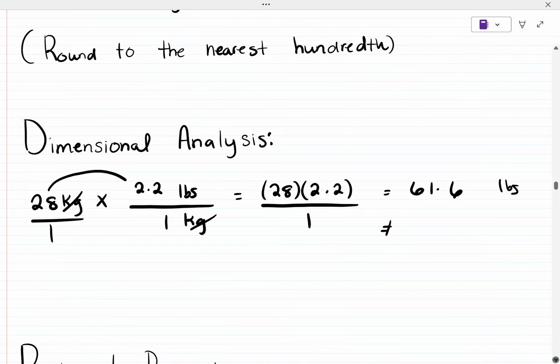It would be wrong if you say 61.60. Why is this wrong? Because even though it says round to the nearest hundredths, and zero is definitely in the hundredths place, zero is a trailing zero, and we never include that. Okay, so your final answer is 61.6 pounds.